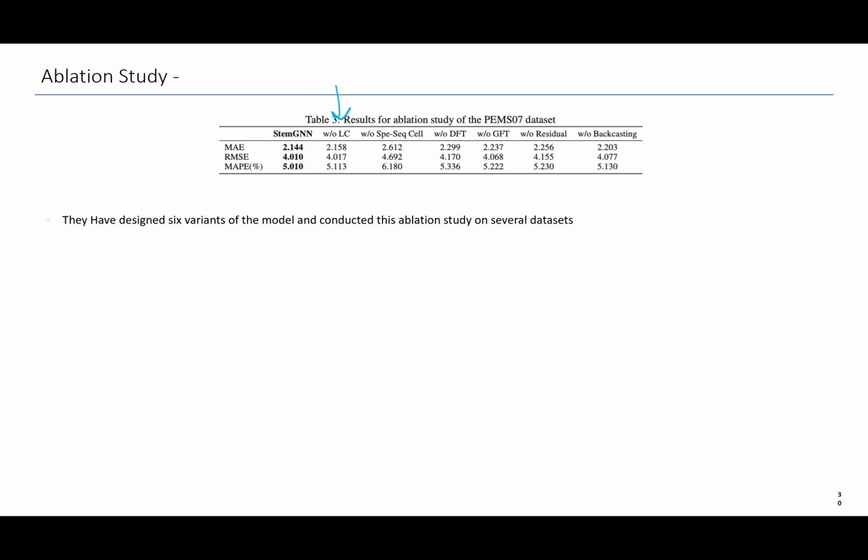I hope I have given you an understanding of the spectral temporal graph neural network for multivariate time series forecasting. That is pretty much it.